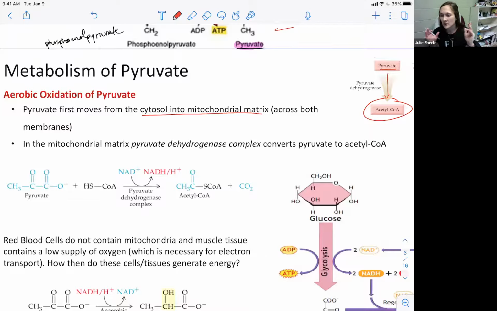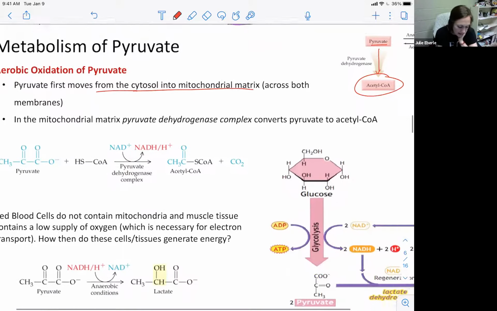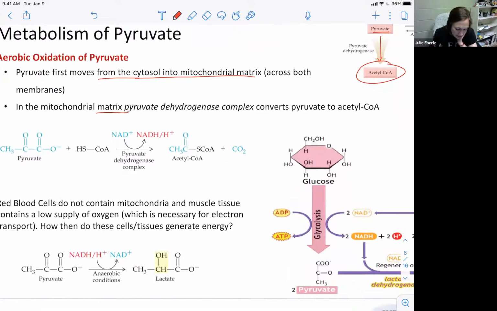Glycolysis, I didn't mention this earlier, sorry, I meant to mention this. Glycolysis happens in the cytosol of your cells, so outside of your mitochondria, just in the cytosol. And if we're going to continue towards the citric acid cycle and oxidative phosphorylation, now pyruvate is going to move from the cytosol into the mitochondrial matrix across both the outer and the inner membranes. And in the matrix, that is where pyruvate dehydrogenase is.